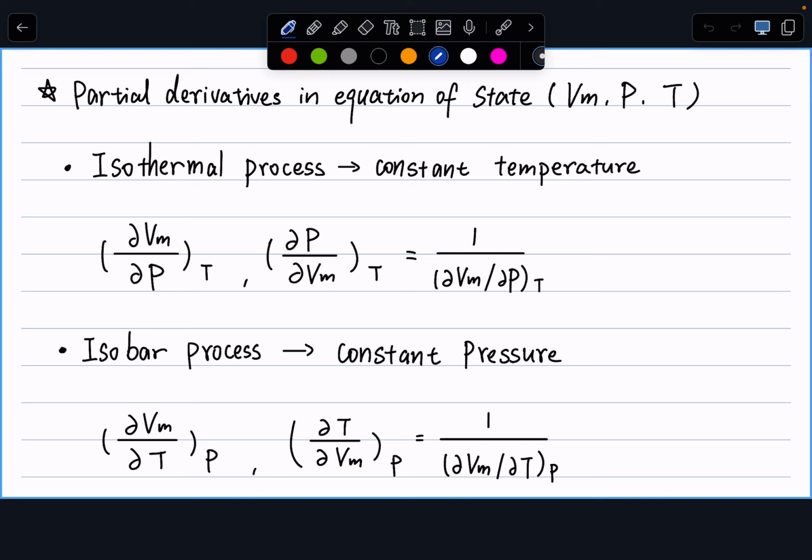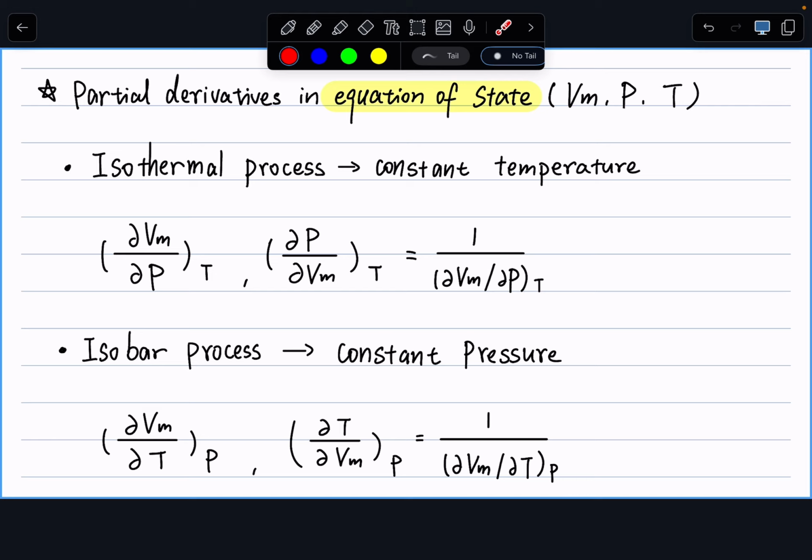Now, the ideal gas law or the van der Waals gas law that we saw are all equations of state. When we talk about an equation of state, what we are saying is that these are the fundamental equations describing the relationship between properties like the molar volume, pressure, and temperature. These are only equations of state for homogeneous systems.